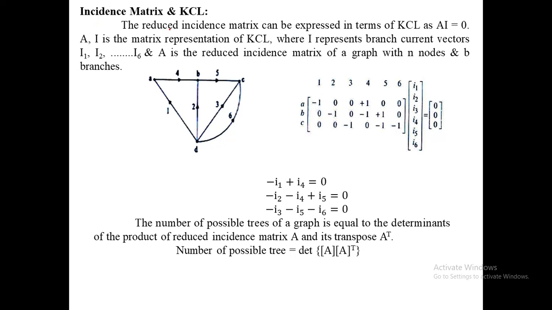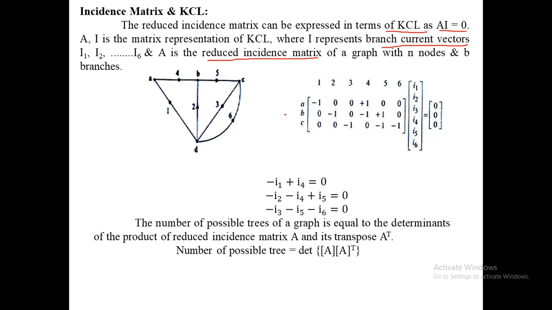Next, the incidence matrix and KCL. The reduced incidence matrix can be expressed in terms of KCL, Kirchhoff's current law, as AI equals 0. Here A represents the reduced incidence matrix and I represents the branch current vector. If the graph has 6 branches, the current values are I1, I2, I3, I4, I5 up to I6.